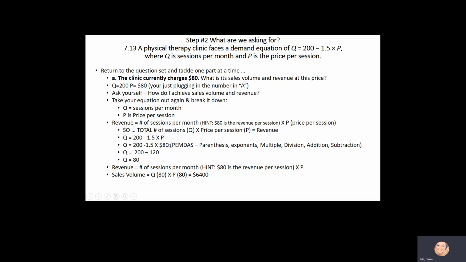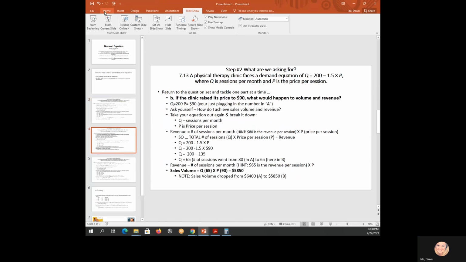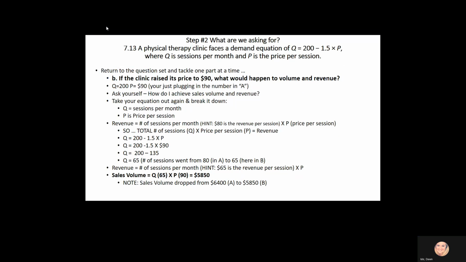Whoops. I just went forward. Hold on. Sales volume is the Q, right? The sales volume was the Q, right? And that was 80. And then the quantity or the sessions times the price per session, right, equals the revenue. Okay. So are we done yet? The answer is no, because there's a B and a C. Okay. All right. Do B the exact same way.